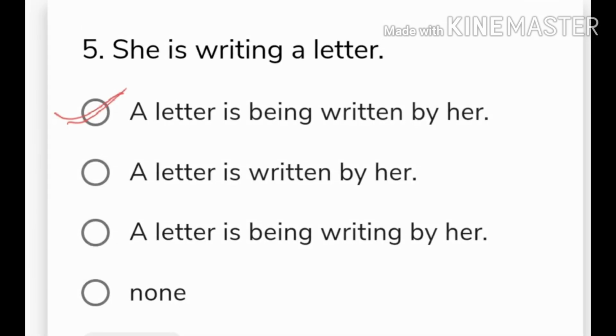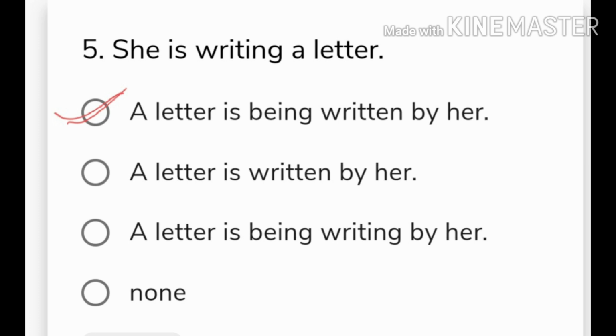Next, she is writing a letter. Writing, the ing form. It means it is present continuous tense. So in continuous tense, in passive we will use being. In passive we have to use being. Okay, so let's see the options. A letter is being written by her. This is the right answer.